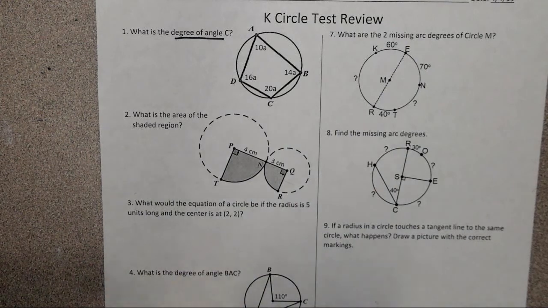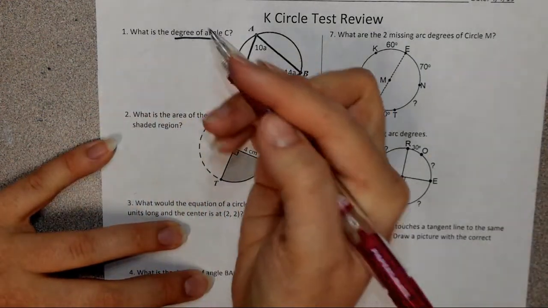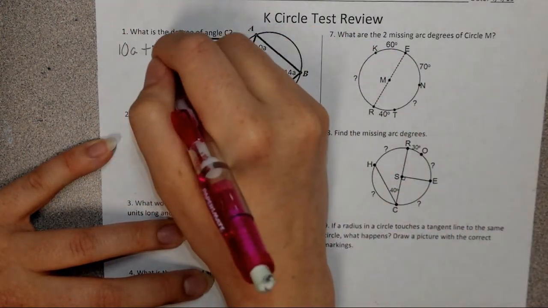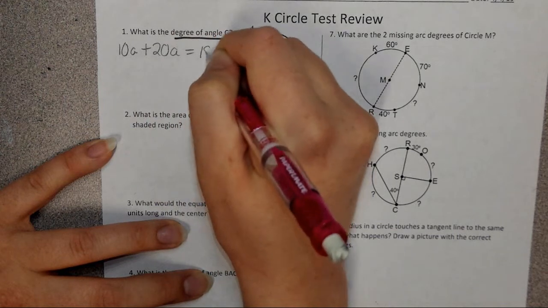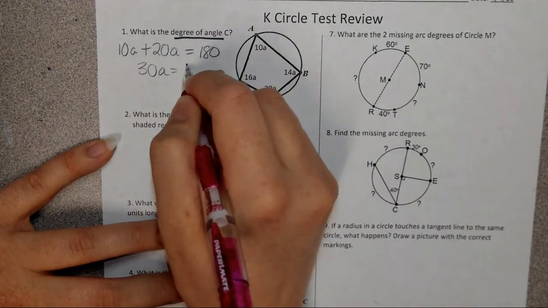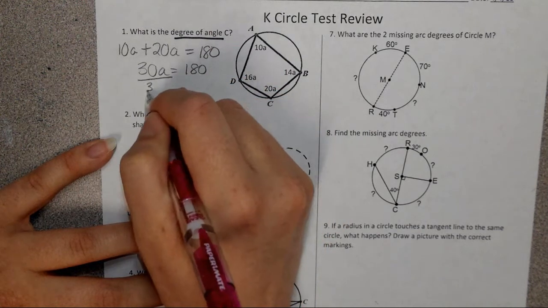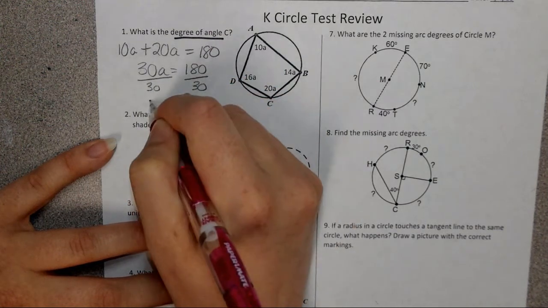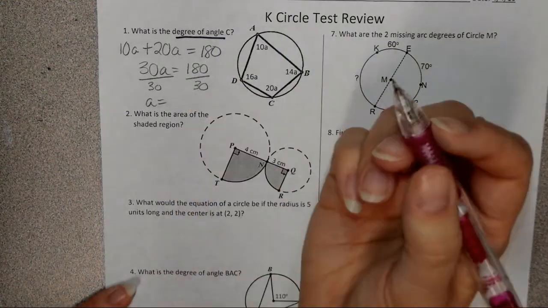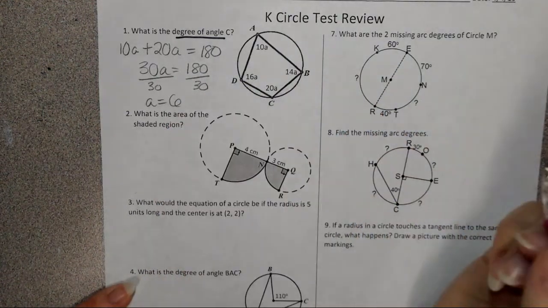So what that means for us is that we can solve this equation by saying 10A plus 20A is equal to 180. So in other words, 30A equals 180. Divide by 30. We get A is equal to 6.